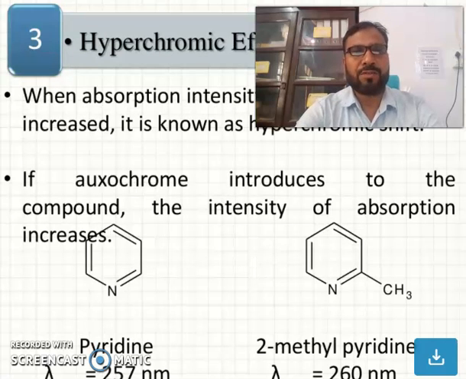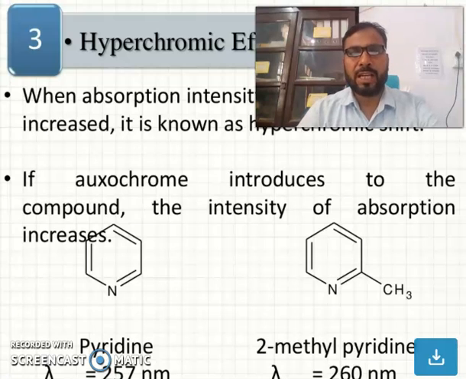Now, hyperchromic shift or effect. When the absorption intensity epsilon of a compound is increased, it is known as hyperchromic shift. If an auxochrome is introduced to the compound, the intensity of absorption increases. You know, pyridine 257 nanometer and 2-methylpyridine lambda max 260 nanometer.